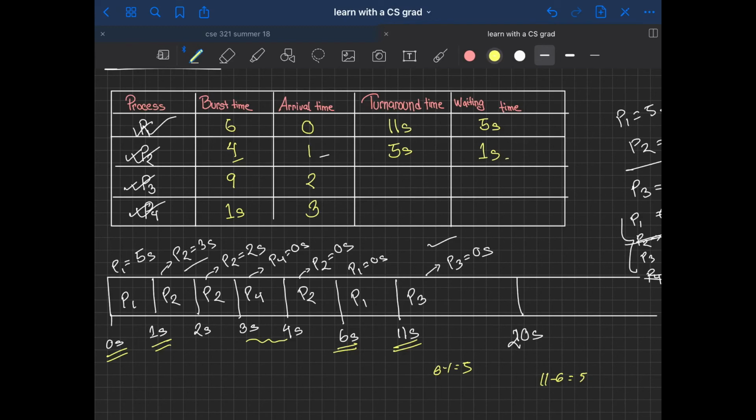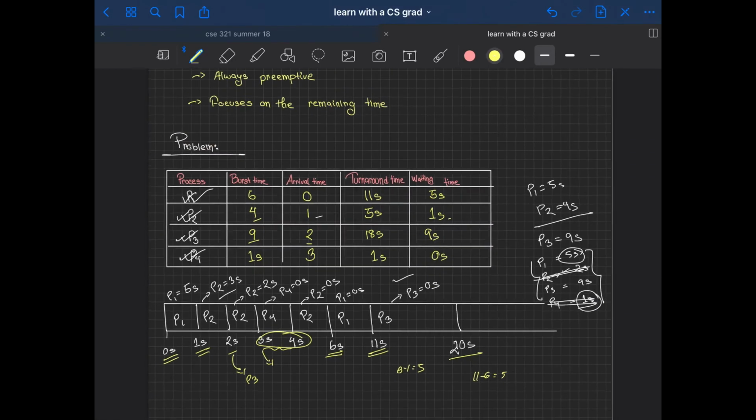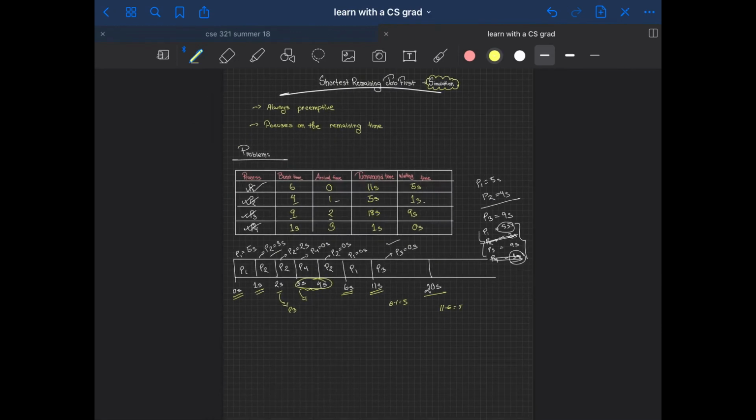P3 came at the 2nd second, but P3 left at the 20th second, right, at the last. So it had a turnaround time of 18 seconds, and the burst time is 9, so it had to wait for 9 seconds. And finally P4, which came at the 3rd second, and it instantly got the CPU, which we can see from here. So turnaround time is basically the burst time here, and it didn't have to wait for anything. So this is your shortest remaining job first.